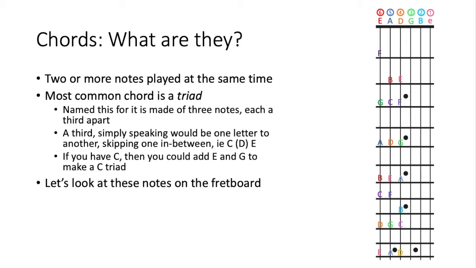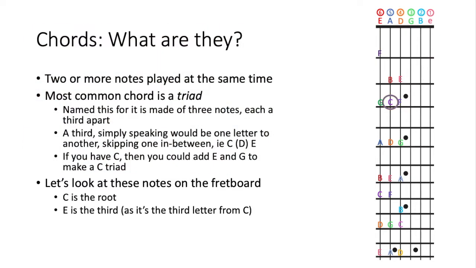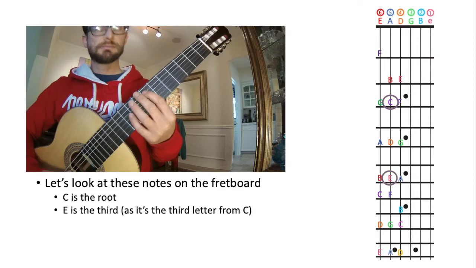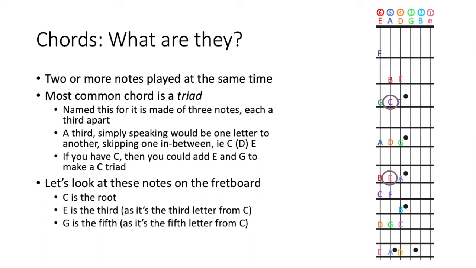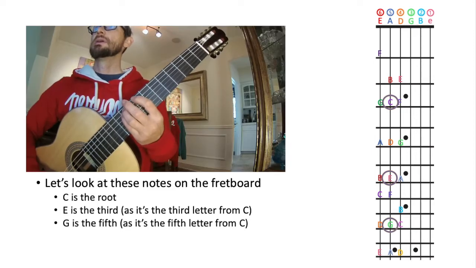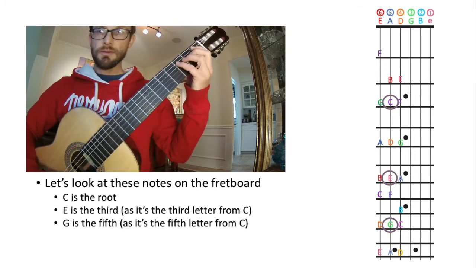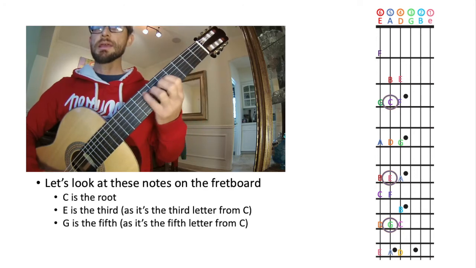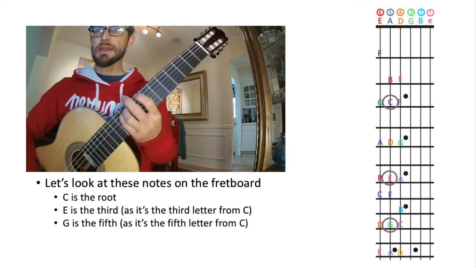So let's take a look at these notes on the fretboard. You have C as the root. E then is the third. Then we have G, which is the fifth, as in it's the fifth letter from C. C, D, E, F, G. And here's G. So again, we have C, E, G: C on the 3rd fret, E on the 7th fret, and G on the 10th.